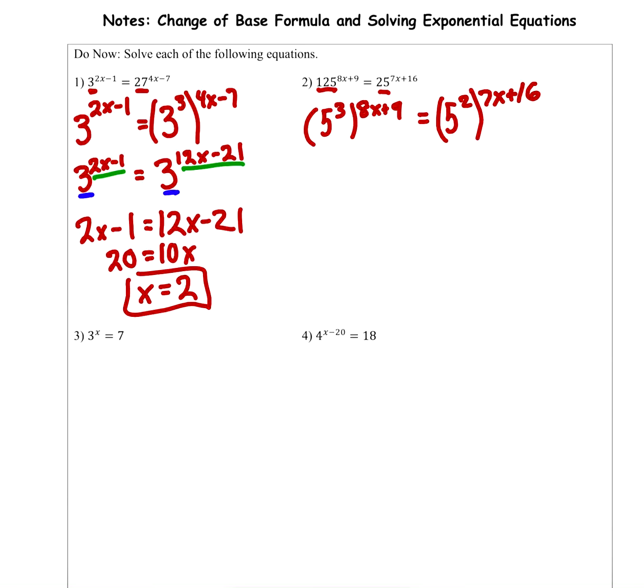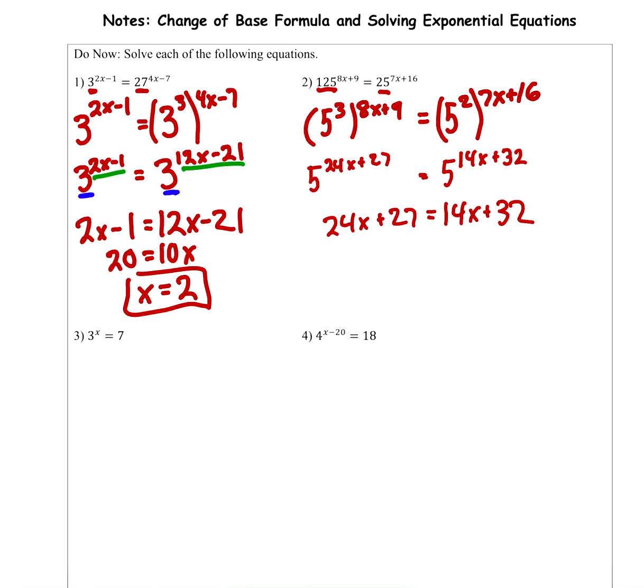So that would be 5 to the 24x plus 27 equals 5 to the 14x plus 32. Now I'm just going to want to solve for x. The bases are the same. So now we can set the exponents equal to each other because we know the exponents have to be the same if they're equal to each other. So that would be 24x plus 27 equals 14x plus 32.